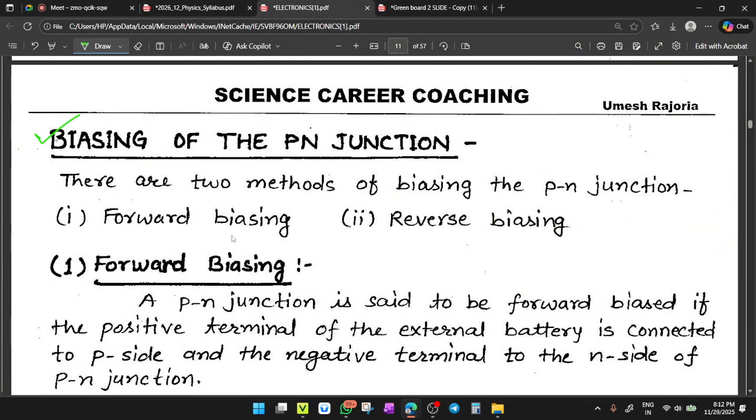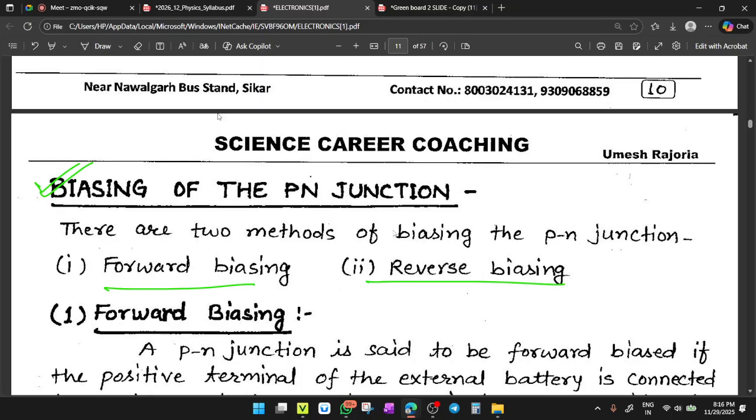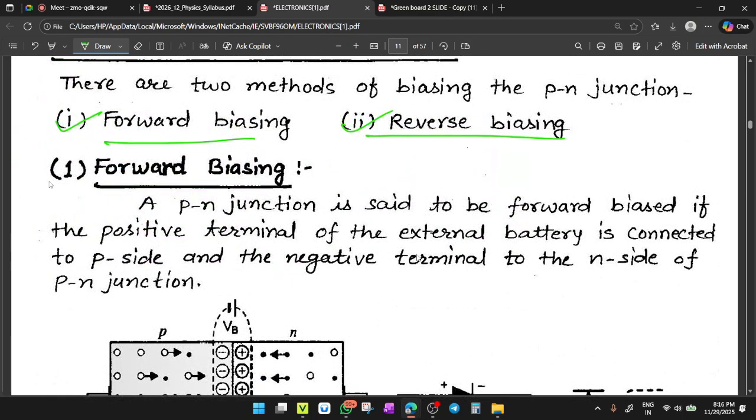So there are two methods of biasing of the PN junction, forward biasing and reverse biasing. So we are moving with biasing of PN junction. One is called forward biasing. Second is called reverse biasing. So first see forward biasing.